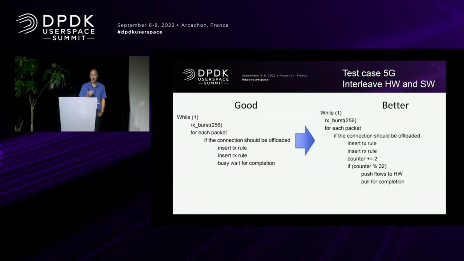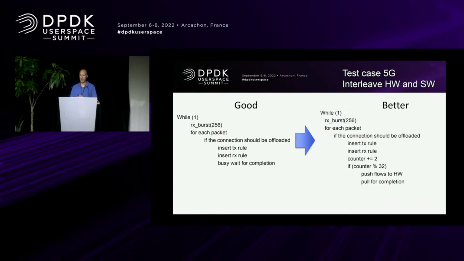Like I said before, we need to interleave. So one way to do it is, for example, Rx burst and then running on all packets, and for each new connection that we want to offload, offload this connection. Insert TX rule, insert Rx rule, busy wait for completion. In this case, while we're inserting the rules, the hardware doesn't work. We want to achieve the interleaved.